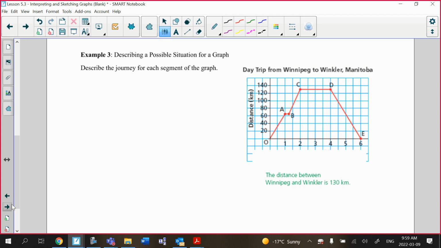But we want to say what's happening at every section. So I want to say what's happening at this segment, this segment, this segment, this segment, and this segment. And notice they're labeled with letters. So we can say, okay, what's happening at OA? Well, we leave Winnipeg, and I'll just put WPG. Drive at a constant rate. For how long? For an hour.